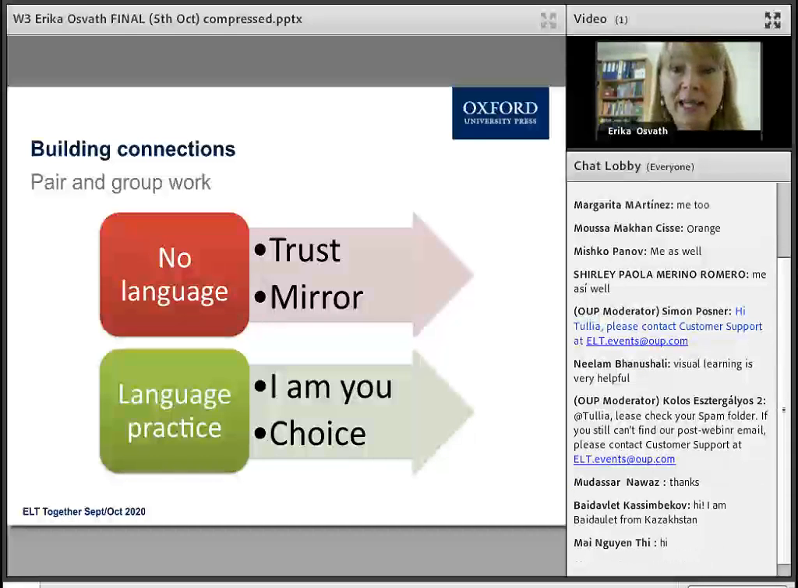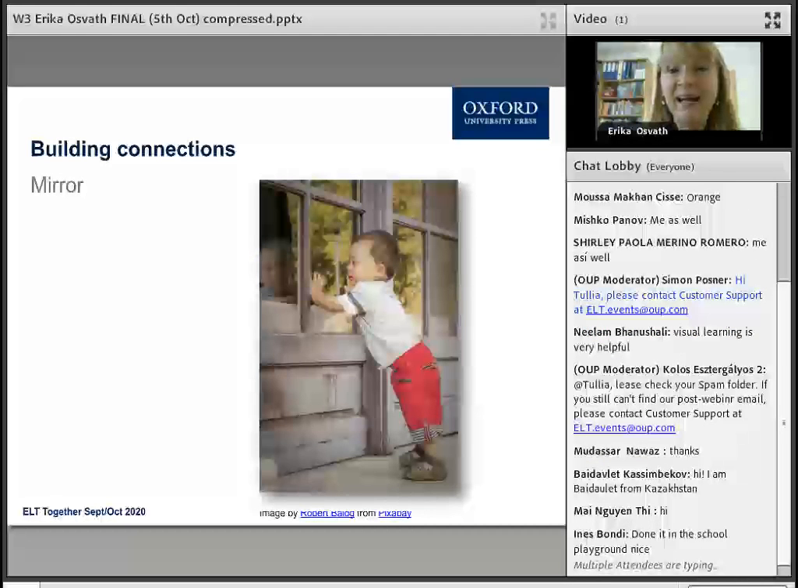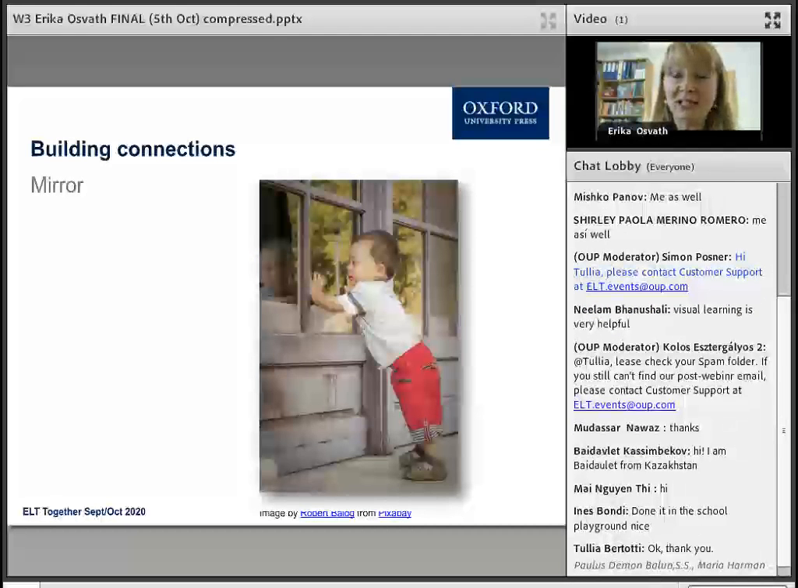Now, the mirror game, again, is something that you can maybe try in the online classroom if you're using Zoom or Microsoft Teams. And basically, again, you put students in pairs. We can try it now. Obviously, I won't be able to see you, but you can still do it with me.